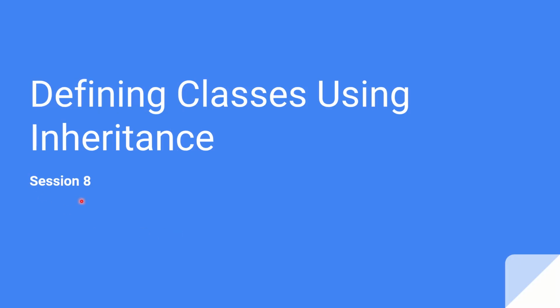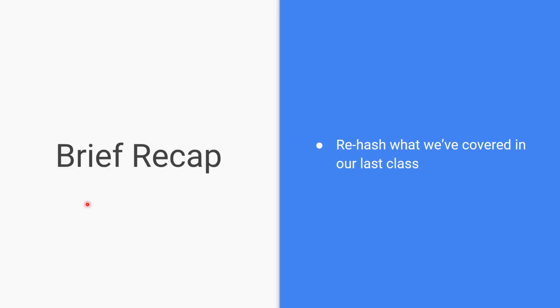This is still Session 8, Defining Classes Using Inheritance. In our past two lessons in this session, we discussed the basics of how Java implements inheritance, and we also looked at abstract classes and abstract methods. In this lesson, we are going to look at protected class members.